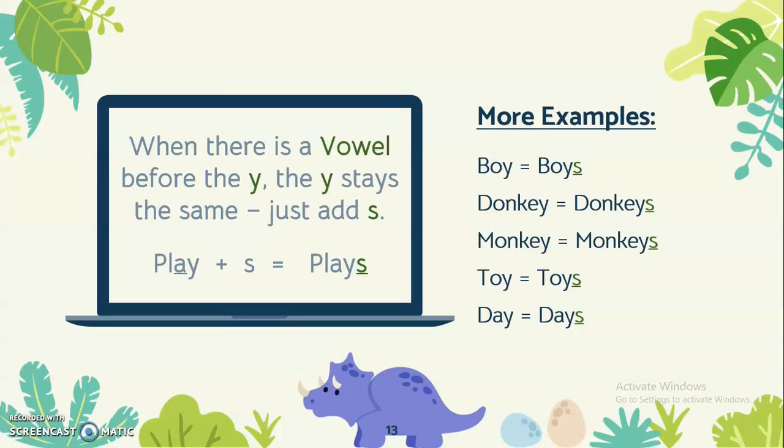The second rule. Here, when there is a vowel before the y, the y stays the same. We just add an s at the end of the word. For example, look at the word play. There is a vowel letter before the y letter. So we just use the word as it is and we add an s at the end to make it plural. So play becomes plays, boy, boys, donkey, donkeys, monkey, monkeys, toy, toys, day, days.